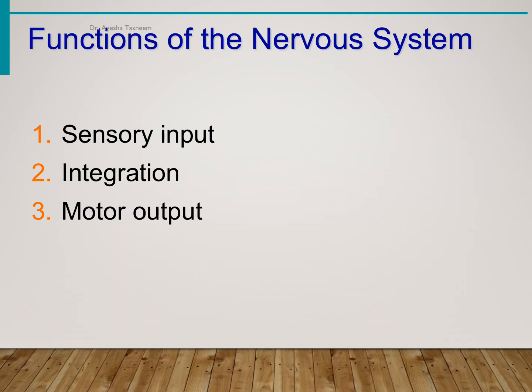Then their integration. The integration is to process and interpret sensory input and decide if action is needed. If the action is needed, the motor output will be activated. That is a response to integrated stimuli. The response activates muscles or glands. These three functions are basically the integrated functions of the nervous system.